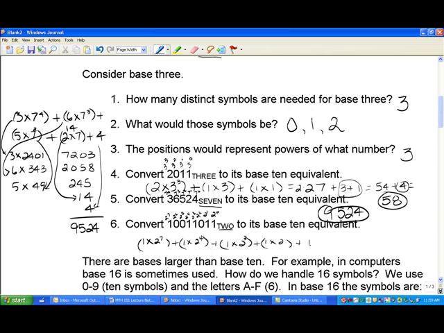Okay, 2 to the 7th I believe is 128. I'm going to double check it. Yeah. So we have 128 plus 16 plus 8 plus 2 plus 1. Alright, so I'm going to take 128 plus 16 plus 8 plus 2 plus 1. 155.